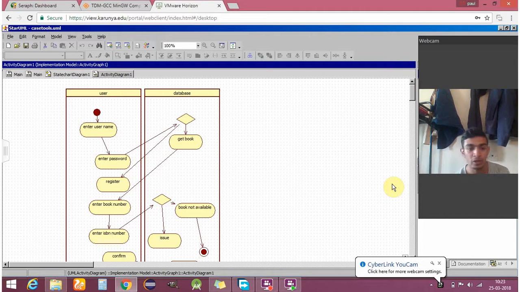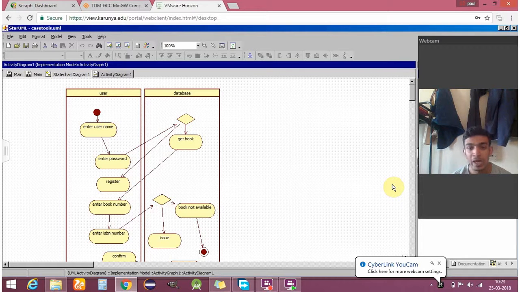Greetings to all. This is my sixth experiment in the Chaos Tools lab, and it's all about an online library management system. That is a scenario given to me, and up to now, in the previous video I explained the state diagram, and in this one, I'm about to explain the activity diagram, which is my sixth experiment.